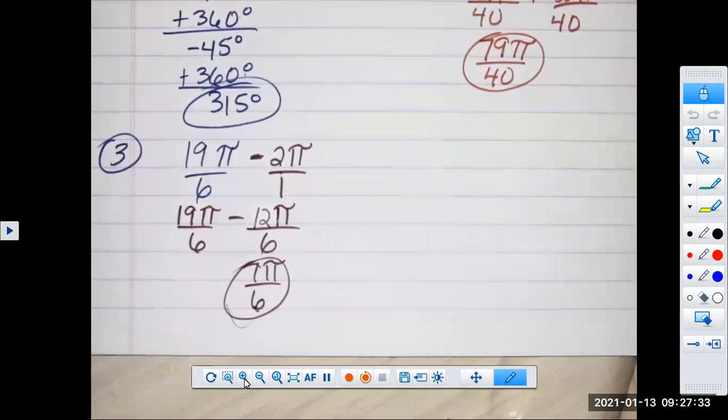There's a lot of stuff in 4.1. There's a lot. It seems like every section in chapter 4 is loaded.